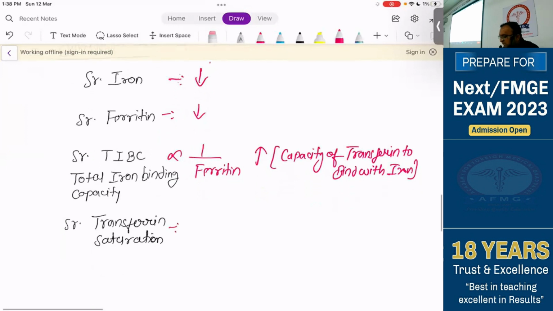Okay, now what will happen to transferrin saturation? Increase or decrease? Decrease. Saturation क्या हो जाएगा? Decrease हो जाएगा. क्यों?